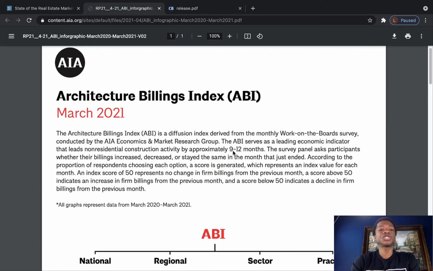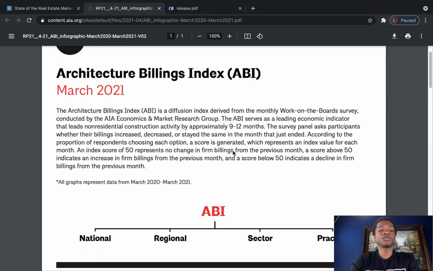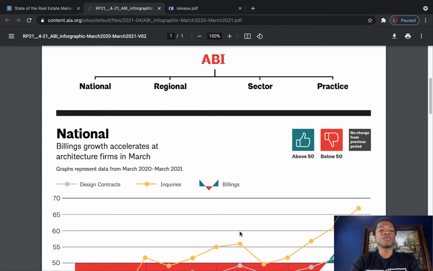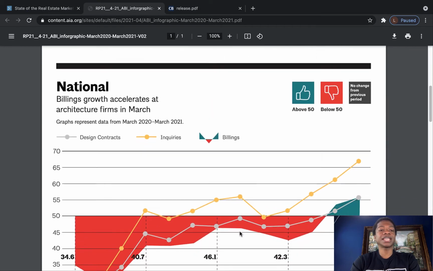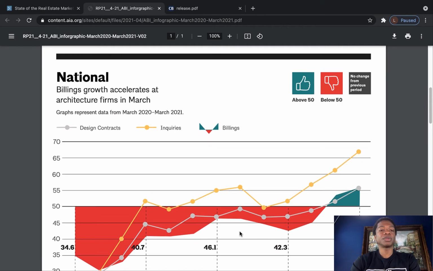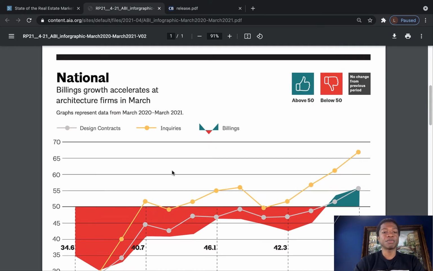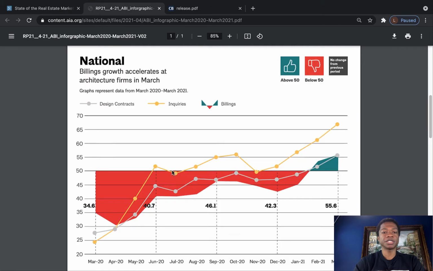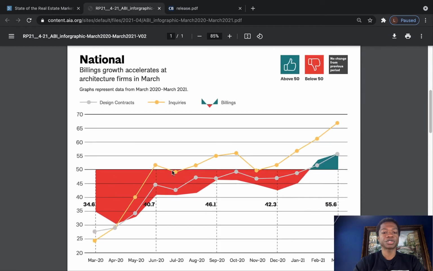So with the Architecture Billing Index for March of 2021, we can see that they analyze the data nationally, by region, by sector, and by practice. And so when we take a look at the billing index on a national level, this particular graph goes back to March of 2020. Let's see if we can get the whole graph on the screen here.